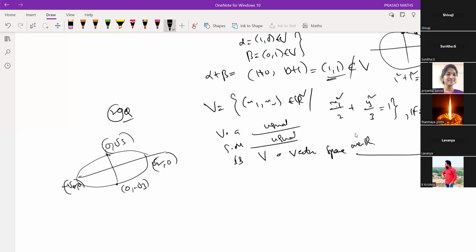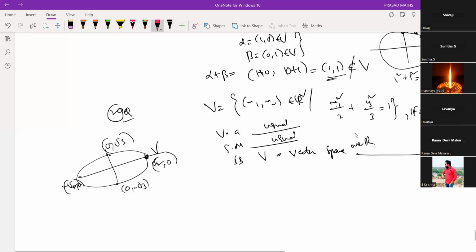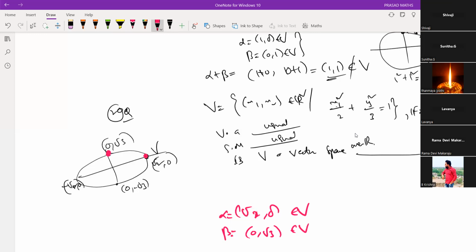Question is, this is an element in V, of course. This is also an element in V. Does the sum stay in V? If you take alpha equals root 2, 0 and beta equals 0, root 3, really they are elements in the ellipse. What about alpha plus beta? Root 2 plus 0, 0 plus root 3. That means root 2 comma root 3. Yes or no? No, sir. Is it closed or not? Not closed.